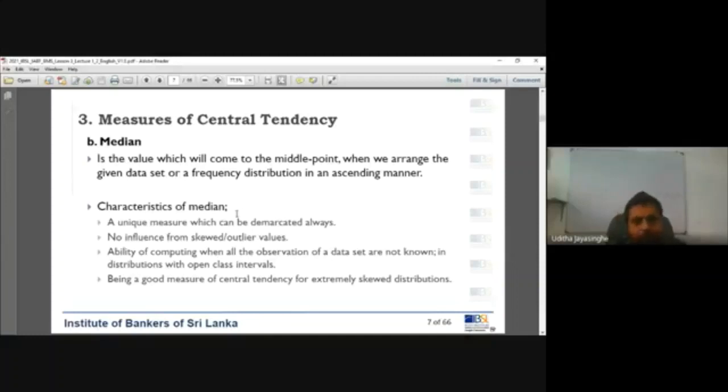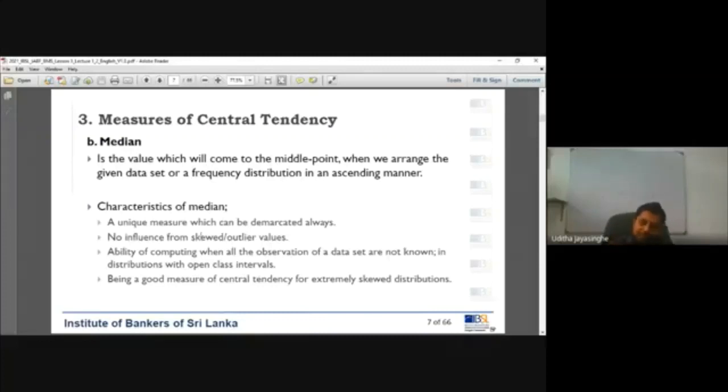Look at the second bullet point. Let's look at some of the characteristics of the median. It's a unique measure which can always be demarcated. It could be a number in the data set, or not a number but a derived number. However, it's a unique number. So unlike the mode where you could see 2 or 3 modes, can there be multiple medians? There won't be. It's one single number.